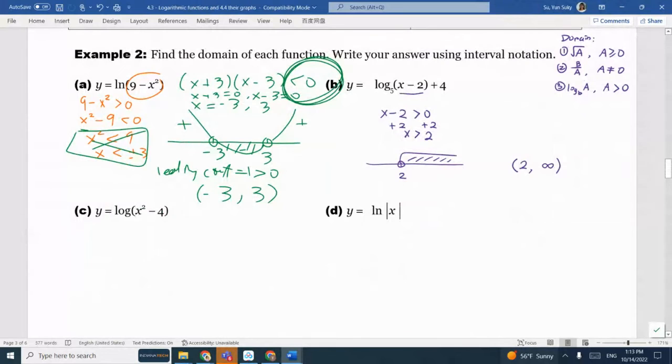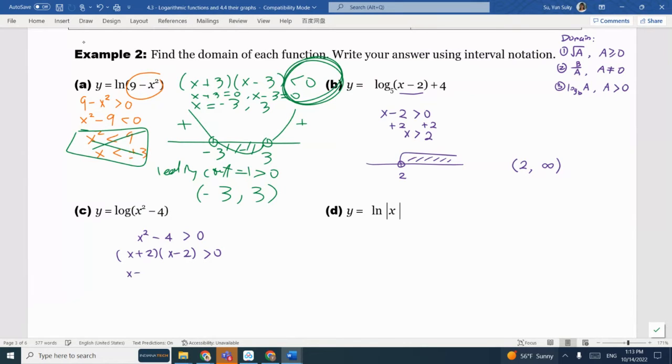Okay, we keep going. All right, so here, log of x squared minus 4. So similar, right? We need the things inside the log to be positive. And remember, we cannot move the 4 to the other side and take the square root. We cannot do that. Our goal is to factor. Yes, everybody? So we factor. How can we factor? Yeah, x plus 2 and x minus 2.